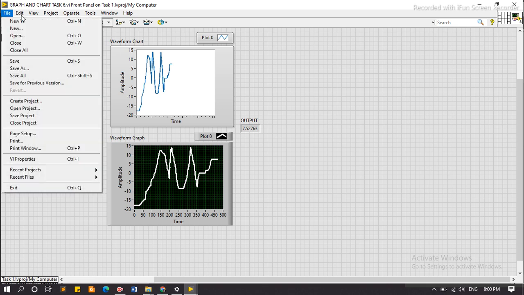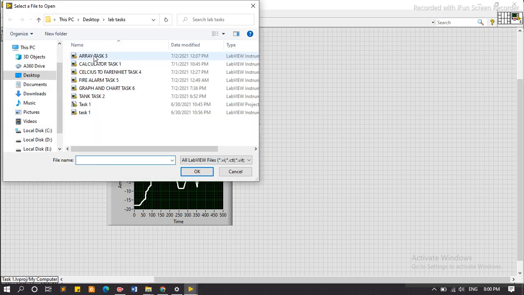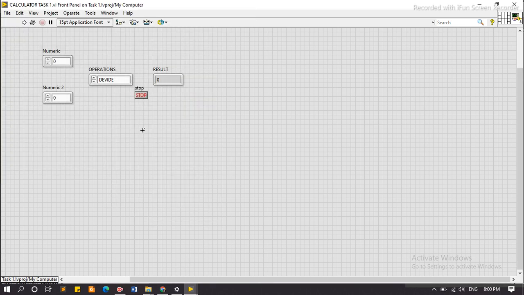Now we move to our first lab, which is the calculator. Here is the simple calculator. These are the two input numbers, and here we use the enum, which we use to select the operators.